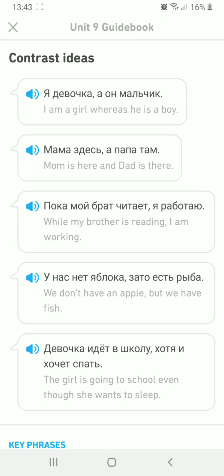Мама здесь, а папа там. Mom is here. А папа там. So, dad is there. Here also there is a contrast between the mom and the dad, but you can see that the letter, not the letter, I would say the word а.